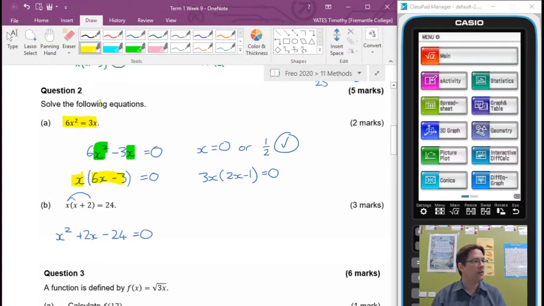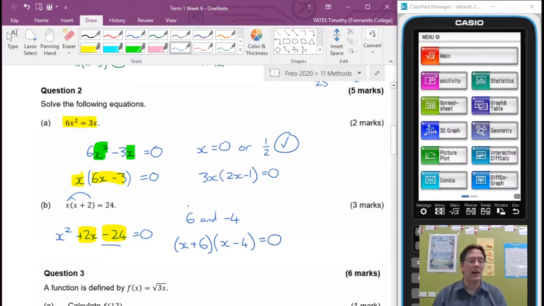Now we've got to think to ourselves, what two numbers multiply to negative 24 and add to 2? So one of them is going to be a negative number. That's the only way we get a negative when we multiply the two together. So our two numbers, have a bit of a think about this one. Our two numbers actually end up being 6 and negative 4. So 6 times negative 4 is negative 24. 6 plus negative 4 is 2. So we end up with x plus 6 and x minus 4 equals 0.